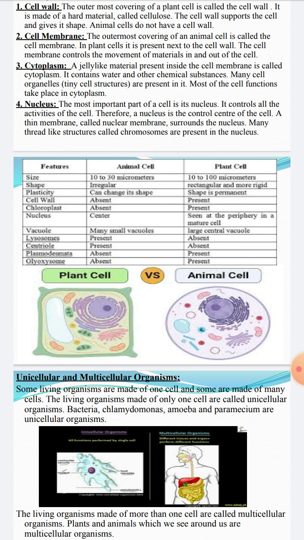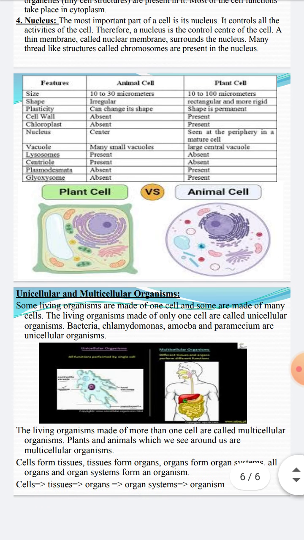What is the difference between an animal cell and a plant cell? The animal cell has a cell membrane as the outermost covering, while the plant cell has a cell wall on it. The cell wall is absent in an animal cell. The nucleus of a plant cell is on a side, while the nucleus in an animal cell is central.